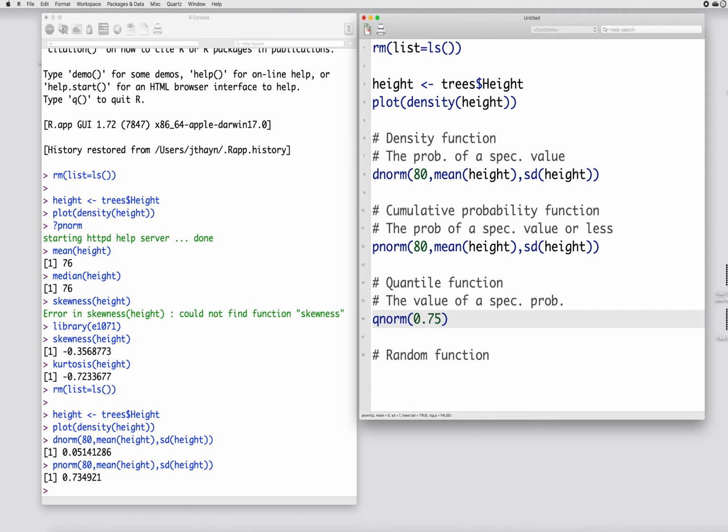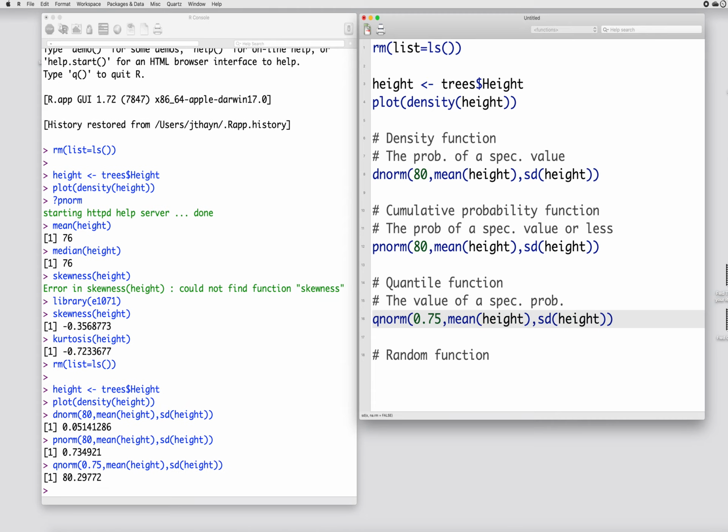So it's the number that distinguishes 3/4 of the trees as being the shortest, and then the fourth that remains is the largest, right? And again, that is defined by the mean of height and by the standard deviation of height. And that value is 80.29.